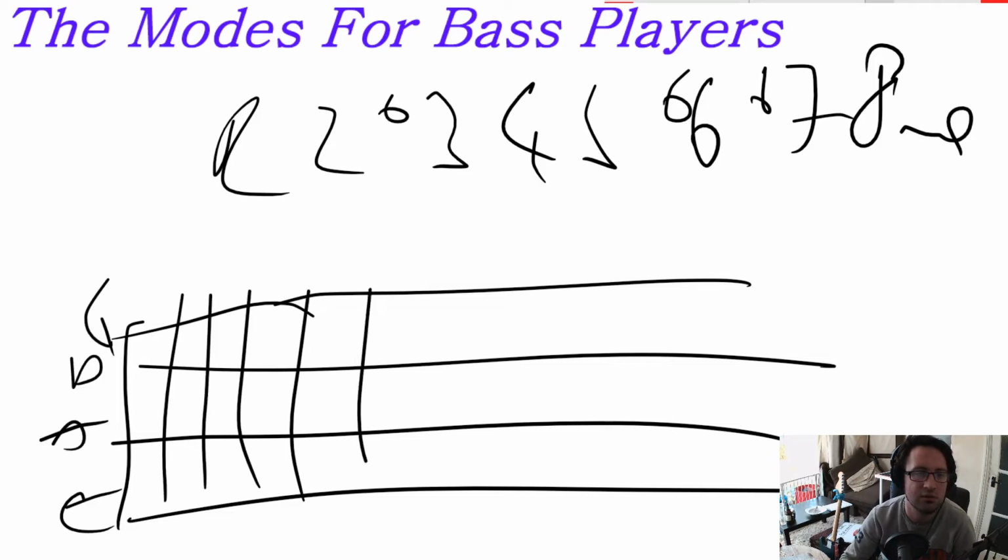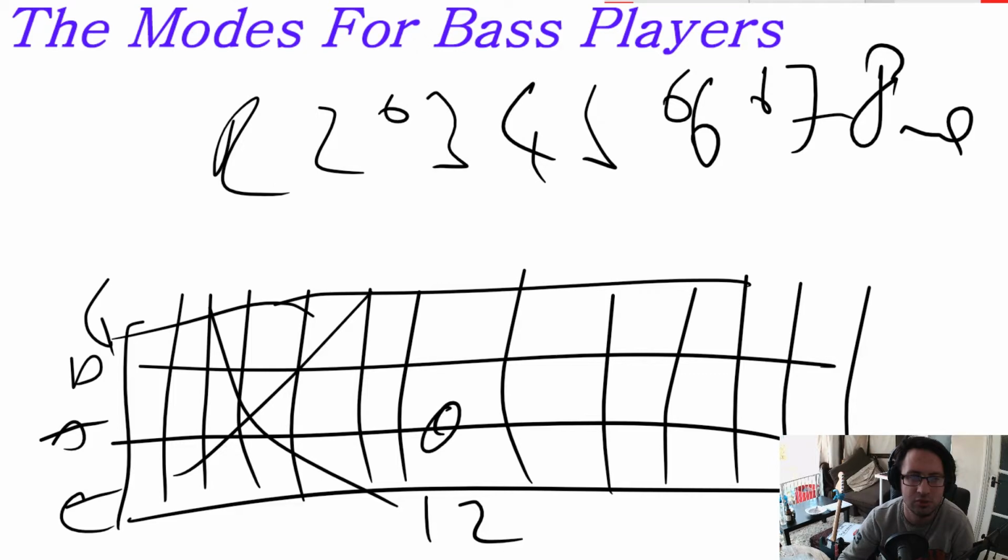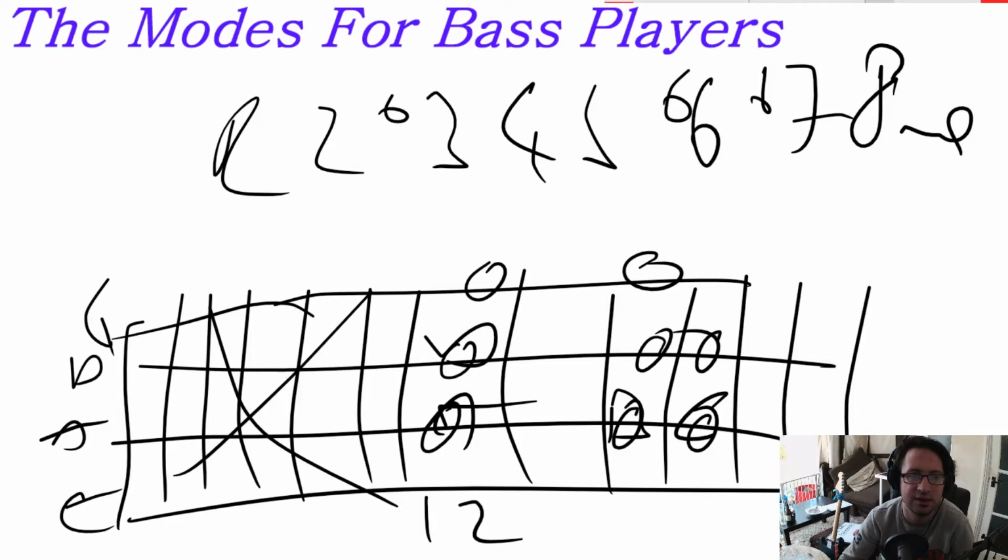1, 2, 3, 4, 5, 6, 7, 8, 9, 10, 11, 12. So what we're going to do is make this the 12th fret now. Imagine this is relevant, and we're starting on the 12th fret, so we've got root, minor 2nd, 3rd, 4th, 5th, flat 6, 7th, octave, otherwise known as A, B, C, D, E, F, G, A.